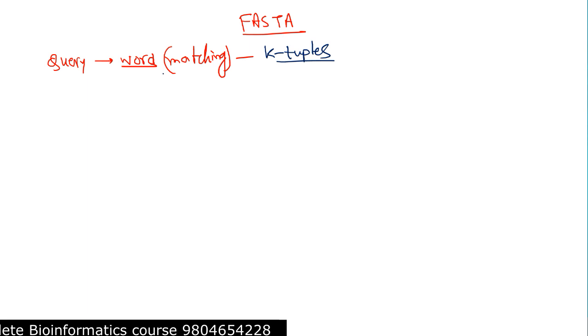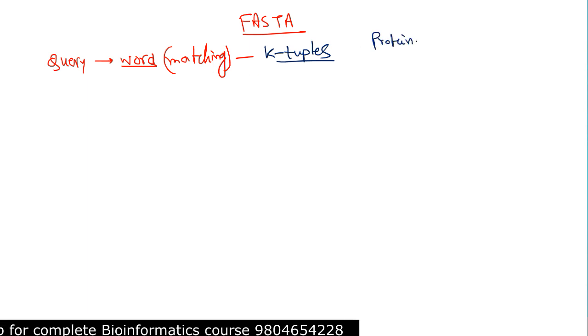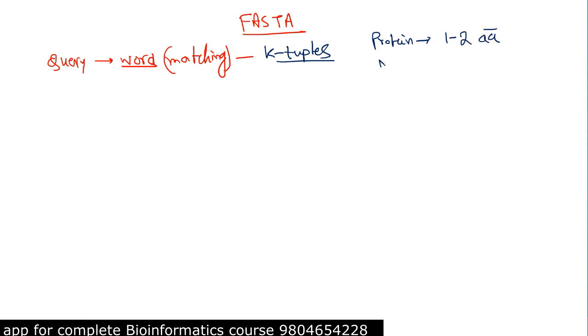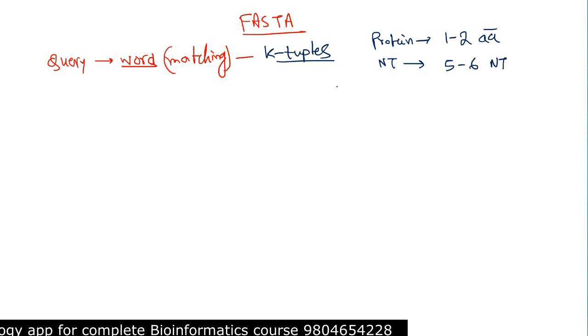Okay. Now in this case, the FASTA algorithm is actually developed by Lipman and Pearson. Lipman and Pearson founded this and formed this algorithm. And in this case, for a protein sequence, what is the length that we take in query? 1 to 2 amino acids long. For nucleotide sequence, we choose 5 to 6 nucleotides. So compared to BLAST, it is smaller. In case of BLAST, nucleotide is 11, protein 3.